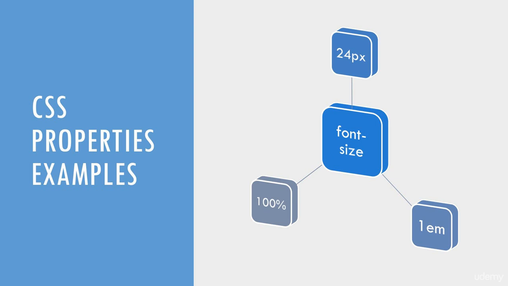Another CSS property is font size. This is how we define the size of the text on the page. Values include 24 pixels, which is very specific. It'll always be 24 pixels.